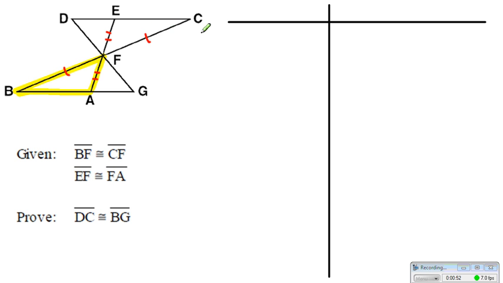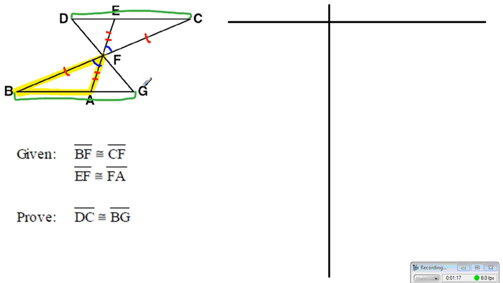Now, in order for us to prove that, what we will be needing is the vertical angles. After proving those two triangles to be congruent, what can we do? When you look into our final conclusive statement, it has to be BC being congruent to BG, which means this line segment has to be congruent to this line segment.